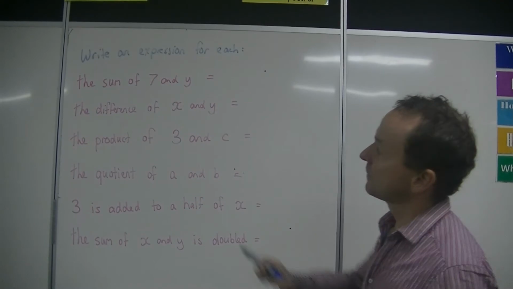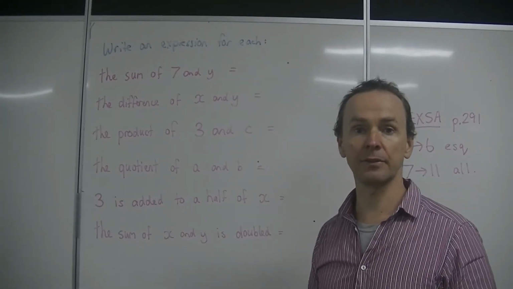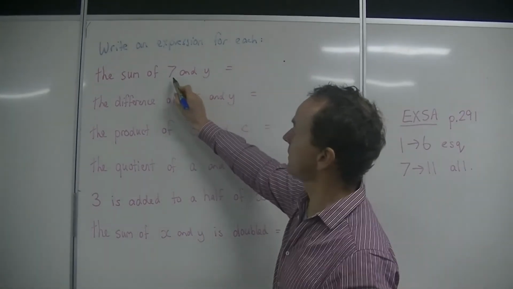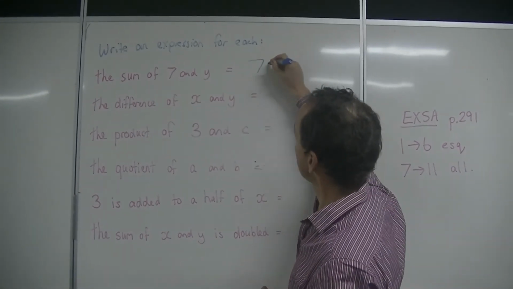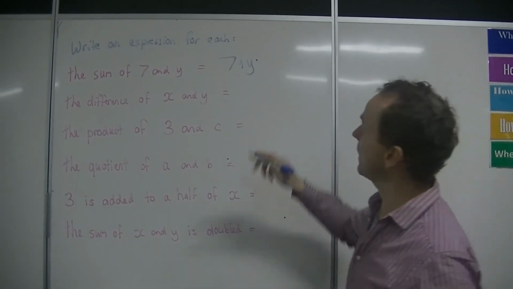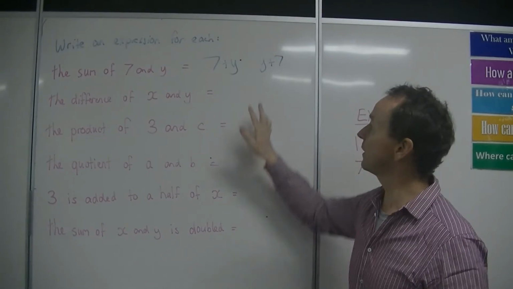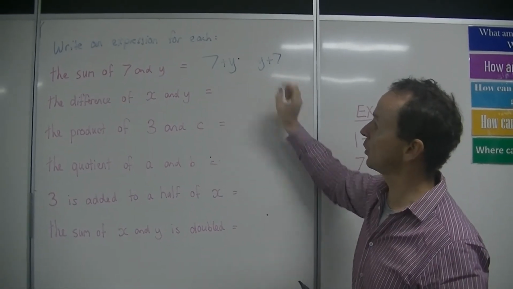So let's read it. The sum of 7 and y. Sum means plus. You're adding them together. So you have to add 7 and y together. So 7 plus y. There's your answer. In this case, if you wrote y plus 7, it would be correct because they're equivalent. It doesn't matter which order you put them in.